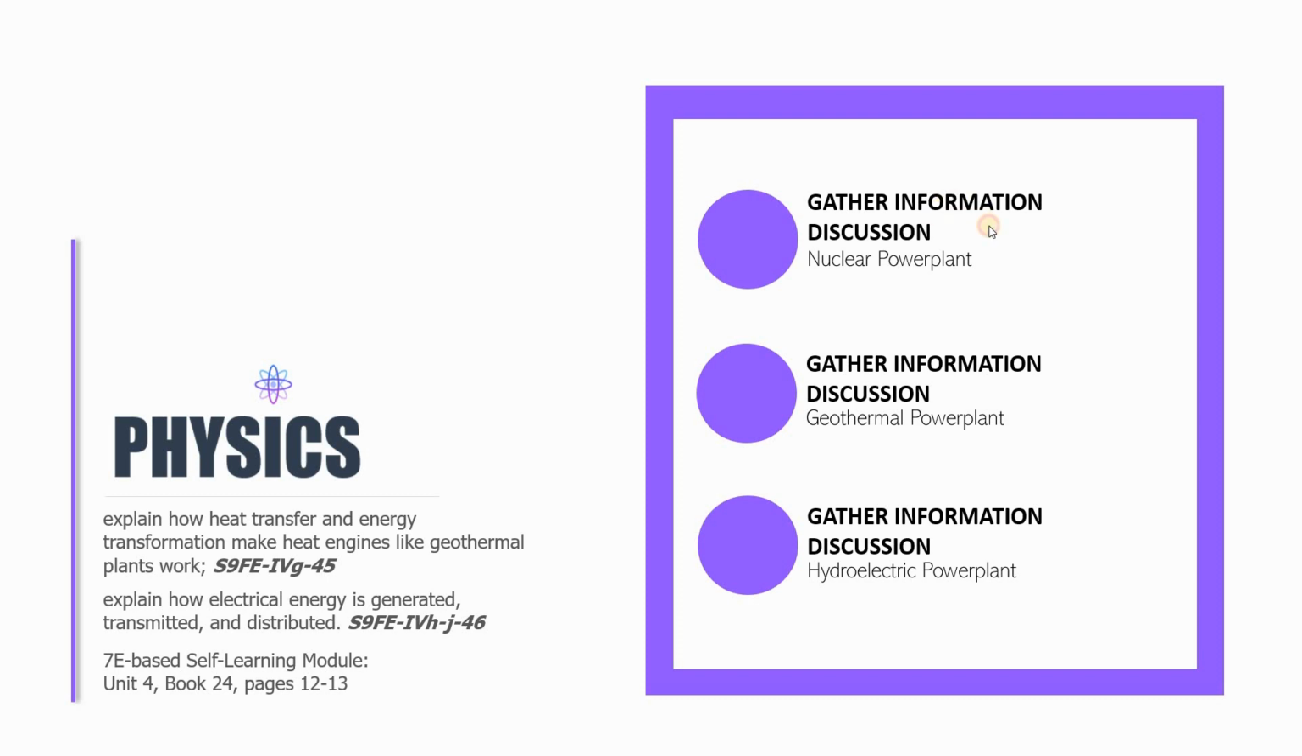In this video lesson, we finished discussing nuclear, geothermal, and hydroelectric power plants. Our goal is still to promote mastery of the following learning competencies, and that you should be capable of explaining how heat transfer and energy transformation make heat engines like geothermal power plants work, and that you should be capable of explaining how electrical energy is generated, transmitted, and distributed. All of these contents are found in the 7E based self learning module in Science 9, which I wrote, particularly in the 4th unit, book number 24, of pages 12 to 13.